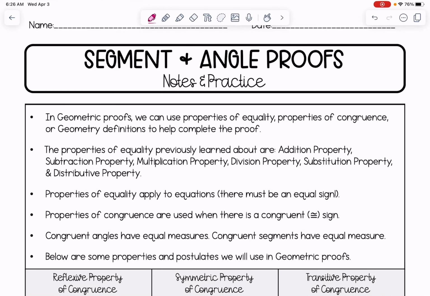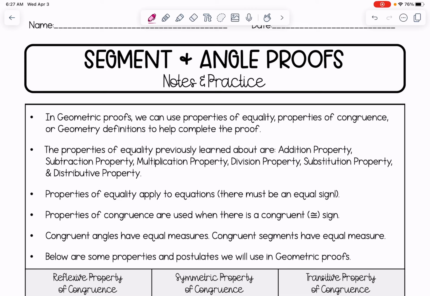In this video, we're going to be learning about geometric proofs, particularly ones with segments and angles. So in geometric proofs, we can use properties of equality, properties of congruence, which we'll look at in a minute, or geometry definitions to help us complete the proof. The properties of equality that we've learned about are addition, subtraction, multiplication, division, substitution, and the distributive property.